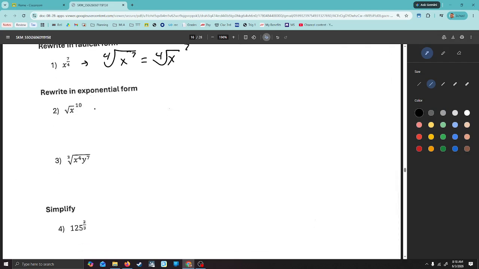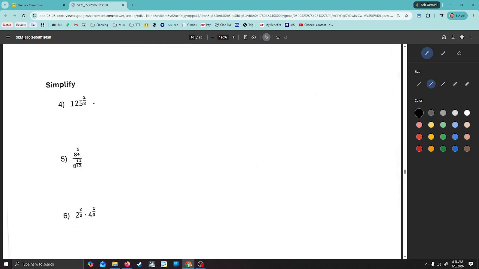Next one, over here, we're going to rewrite in exponential form. Because this is a square root, that's an invisible 2. So I'm going to rewrite it as x to the 10 over 2. Because it's 10 divided by 2, you should simplify. So x to the 5. Over here, I just want to rewrite in exponential form. So it's going to be x to the 4 over 3, y to the 7 over 3. Because remember, 3 is the denominator.